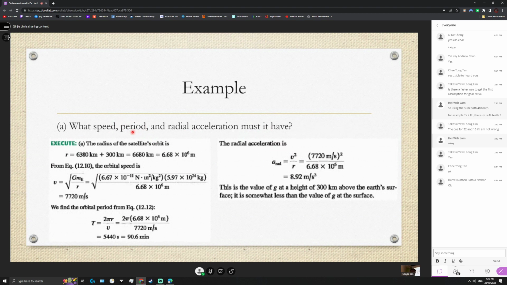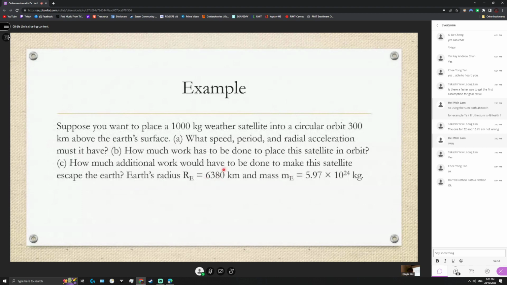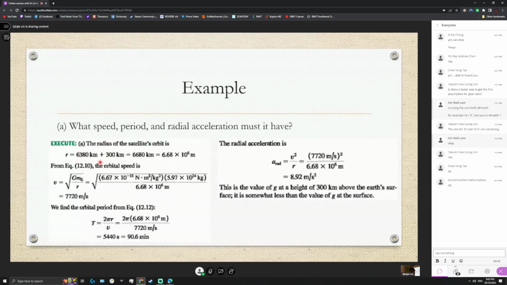First, they ask you what is the speed. To calculate the speed, the equation is this one, square root of GM over r. So we need to first calculate the r that we are looking at. This is the radius, first radius. Then we want the satellite to be 300 km above, so the r that we are talking about is this amount. With this, you can put into this equation already, because G is fixed, mass of Earth also fixed.